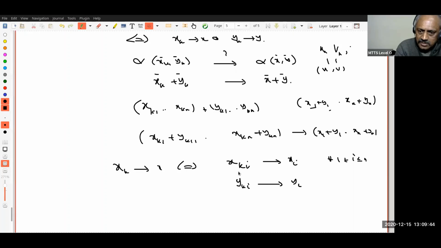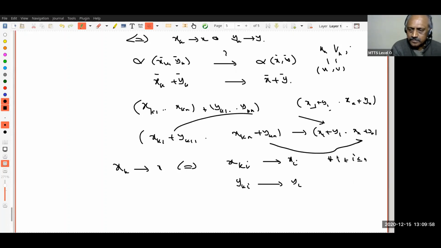But remember, this is a sequence of real numbers, right? xki is a sequence of real numbers which converges to the real number xi. Similarly this. Therefore, their addition also converges to their addition. Therefore, this fellow converges to this fellow, and this fellow converges to this fellow. You follow that? And in Rn, how does convergence take place? Coordinate wise. Okay. So I have proved alpha is continuous.